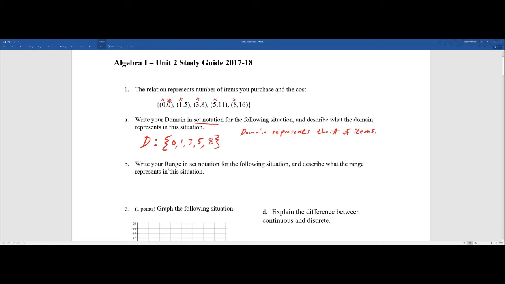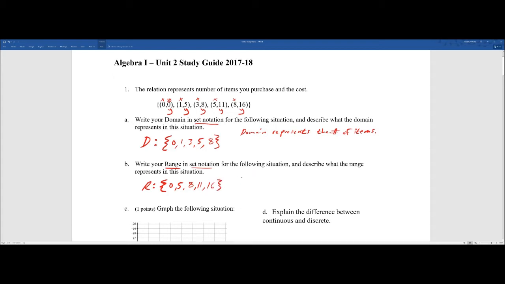Now, part B is describing the range. Again, we're using set notation. So similar to part A, except instead of focusing on our x's, we're focused now on our y's, our outputs, our dependent variables. That's a terrible bracket, I apologize. There we go, a little bit better. Our first output, or y value, was 0. Our second was 5. Our third output was 8. And then we had 11 and then 16.